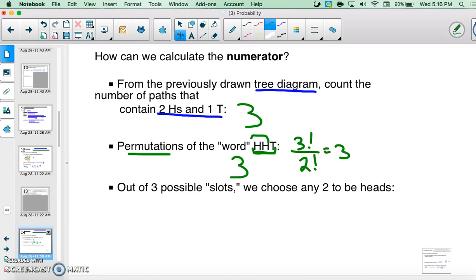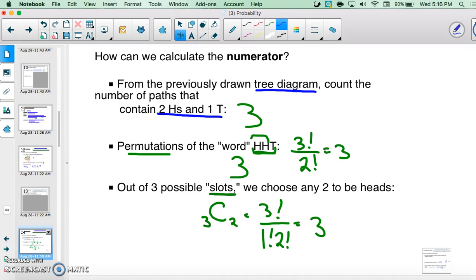If we wanted to think about it like out of 3 possible slots, then we choose any 2 to be heads. This would be more of the order doesn't matter. So we could do a combination and do 3 choose 2, which would give us the 3 factorial over 1 factorial, 2 factorial, which is the same as above. So it also turns into 3.